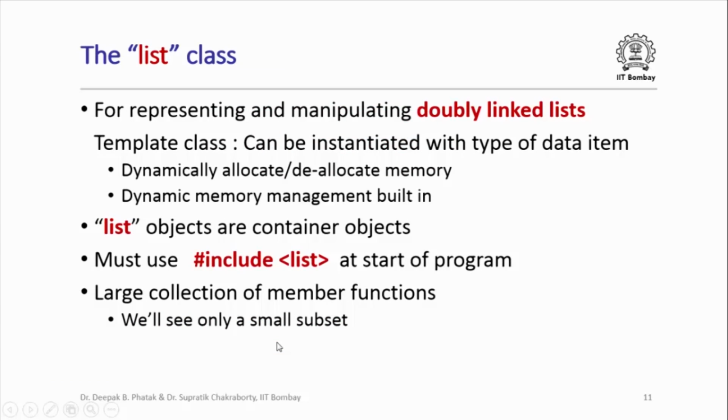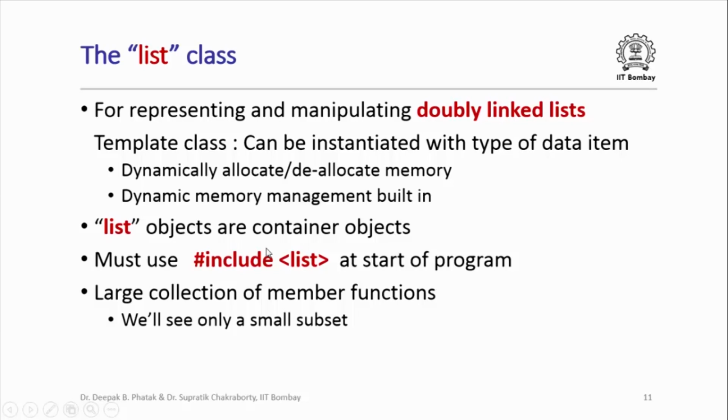Now, the list class is actually used for representing and manipulating doubly linked lists. This is a template class, so it can be instantiated with the type of the data item that is going to be stored in the list. And of course, as the list grows or shrinks, memory is dynamically allocated or deallocated. However, dynamic memory management is built inside the list class. So as a user of this class, you will not need to worry about how memory is being allocated or deallocated. Like vectors and maps, list objects are container objects.